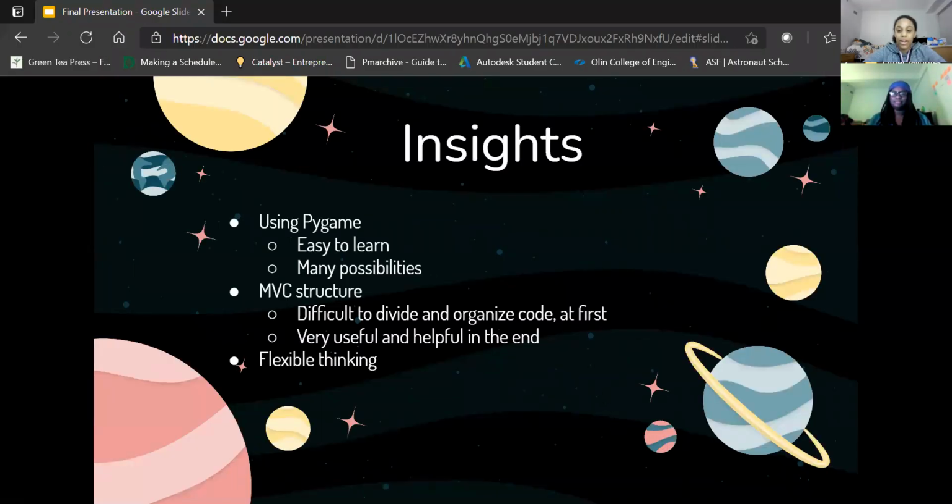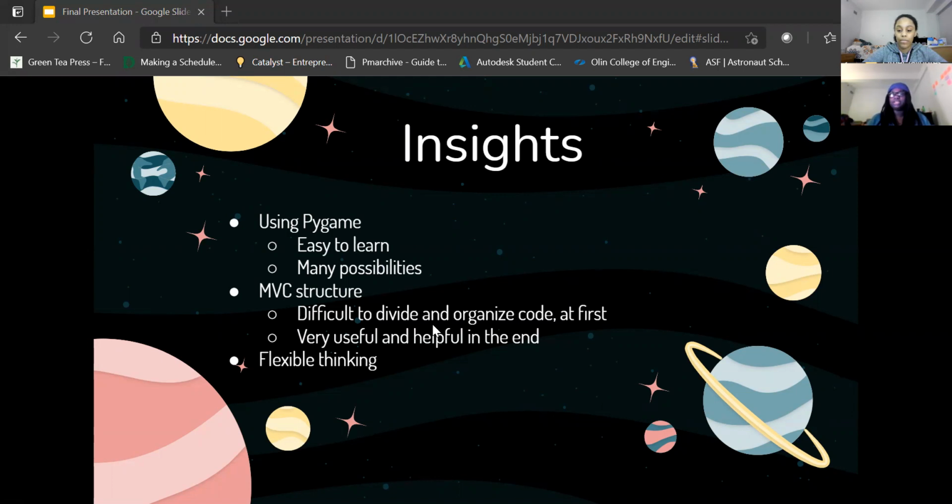Some insights for our game include using Pygame, the MVC structure, and flexible thinking. Learning Pygame for this project was incredibly fun and a great learning experience. It was easy enough to understand, and the gaming possibilities through using it are endless.